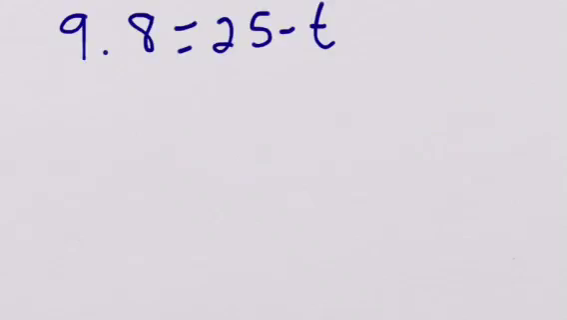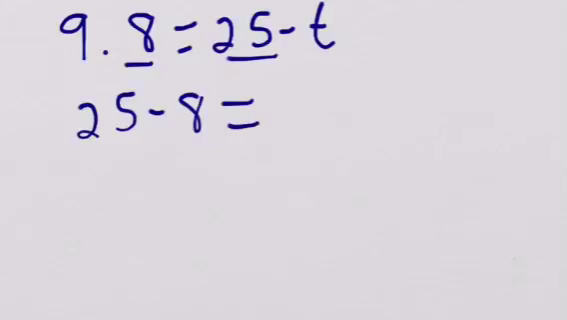On number 9, the next equation is 8 equals 25 minus t. Our givens are 25 and 8. We're subtracting, but we could also do 25 minus 8 equals what? Well, it would be 9.